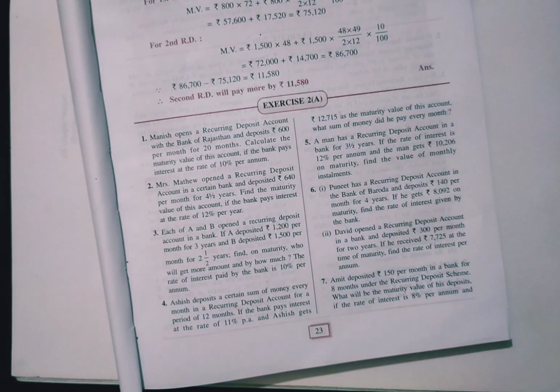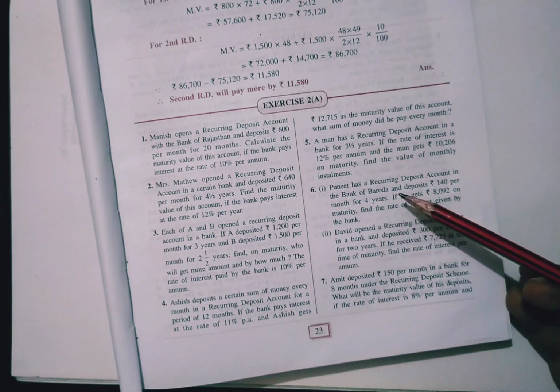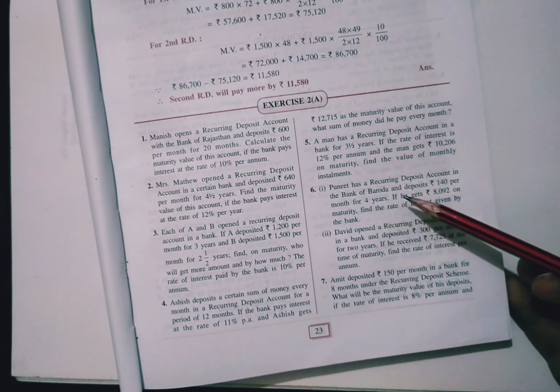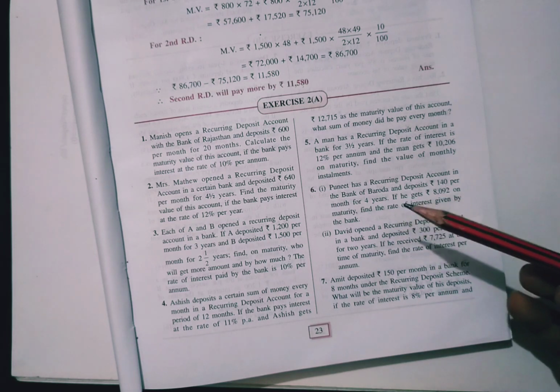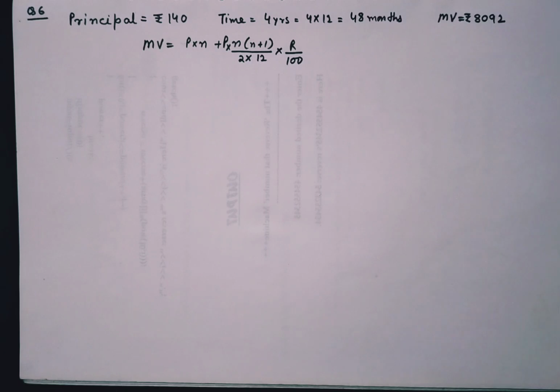For that we'll see question number 6, first part. Here Puneet has a recurring deposit account in the Bank of Baroda and deposits rupees 140 per month for 4 years, and he gets 8092 on maturity. Find the rate of interest given by the bank. Now here in this question we have got principal, time and the maturity value. Now we are going to use the formula for the maturity value only.